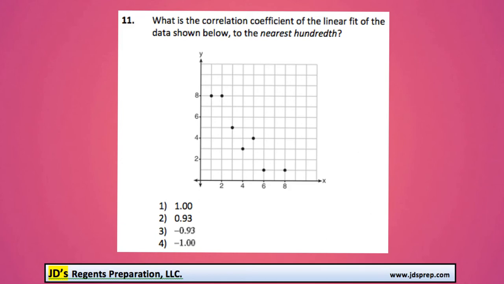This is problem number 11 from the June 2014 Algebra Regents exam. What we need to do is find the correlation coefficient of the data in this graph to the nearest hundredth.